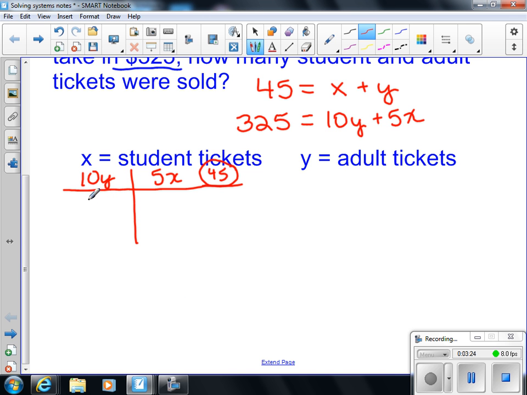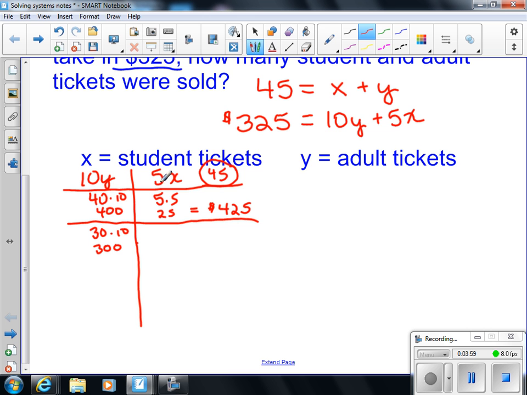So I started with 40 adult tickets. 40 times 10 is 400. And how many would I have to get of the student then? 5. So 5 times 5 is 25. Uh-oh, I know that's not even close. That's way too much. It's $425, way over the $325 target that I'm trying to hit. So then I dropped down to 30 adult tickets. 30 times 10 was $300. Draw a line. That was the first trial. And then how many student tickets would I need to buy if I bought 30 here? 15. So 15 times 5 equals 75, which gave me a total of $375.